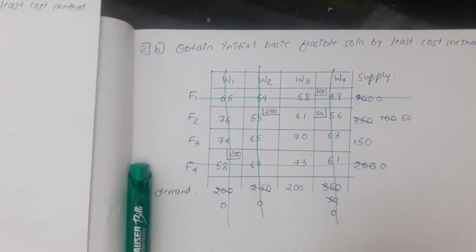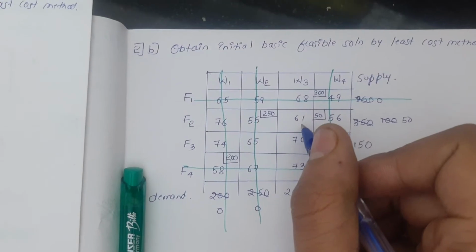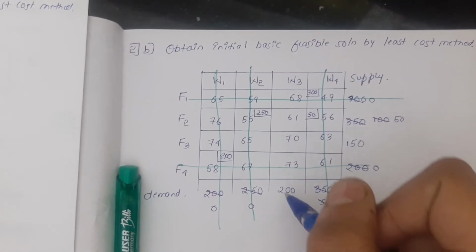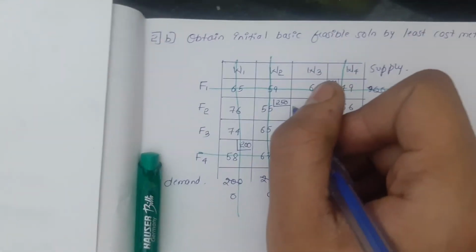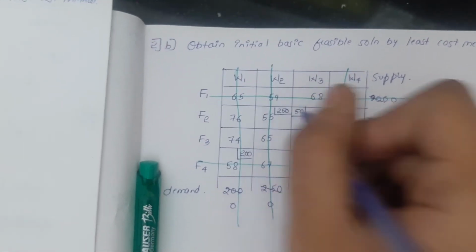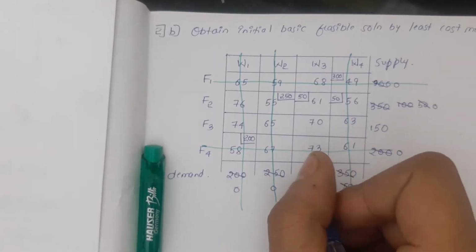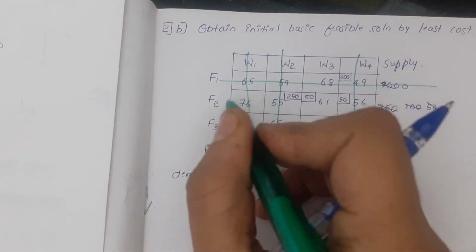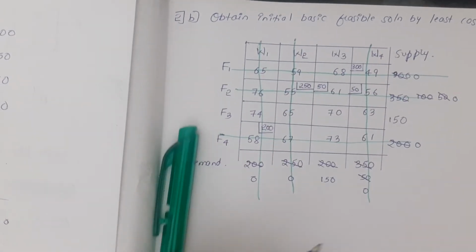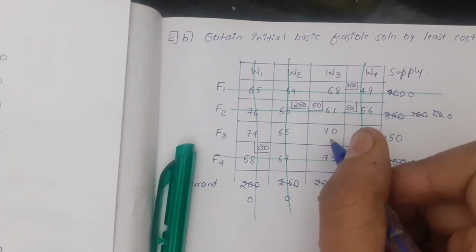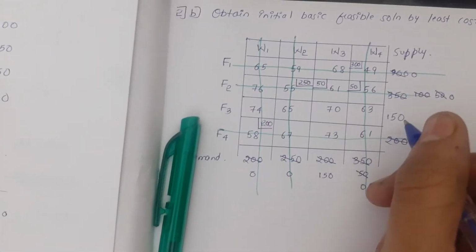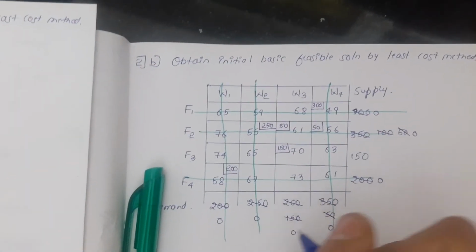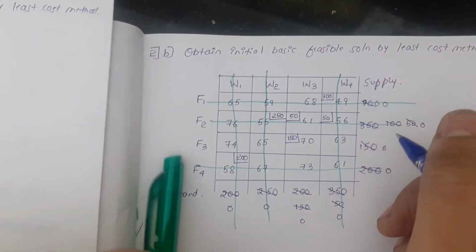The next least element is 61. For this we have a supply of 50 and a demand of 200. So we allocate 50 units for the same. When we allocate 50 units, this 50 becomes 0 and this 200 becomes 150. So this particular row F2 becomes 0. Next, for this particular element, we have a demand of 150 and a supply of 150. So we allocate the same. This 150 becomes 0 and this 150 becomes 0.